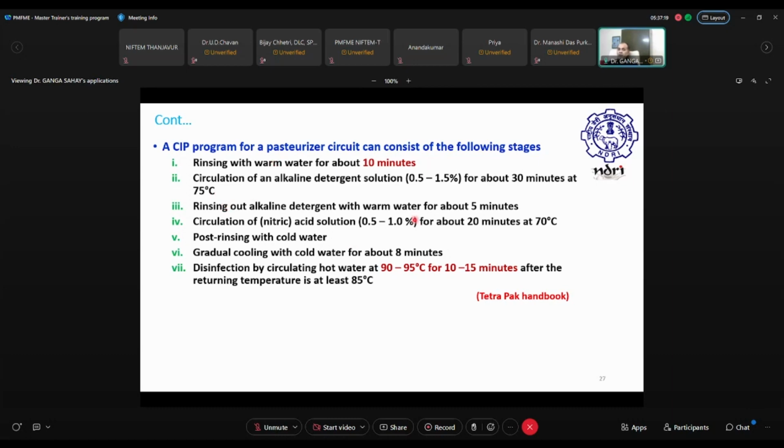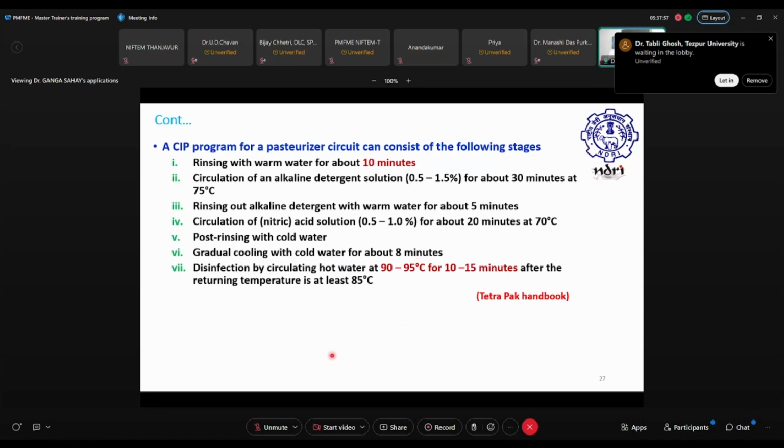Here, we are doing 1% alkali detergent solution, sent for 30 minutes at 75 degrees centigrade. It will be followed by rinsing out the alkaline detergent with warm water for about 5 minutes. Then circulation of nitric acid solution at around 0.75% for about 20 minutes at 70 degrees centigrade. So the alkali was at a higher temperature and longer duration, while acid cleaning is at a relatively lower temperature and for a relatively shorter duration. Then post-rinsing with cold water and gradual cooling with cold water for about 8 minutes.